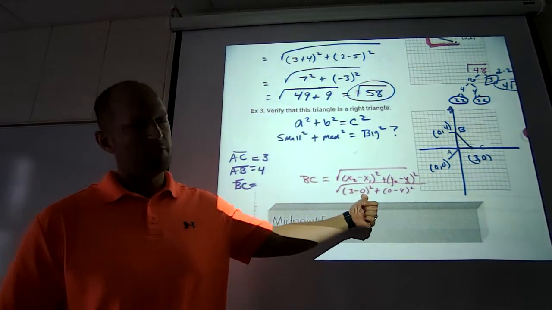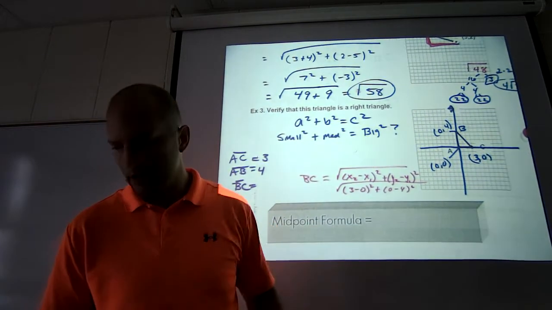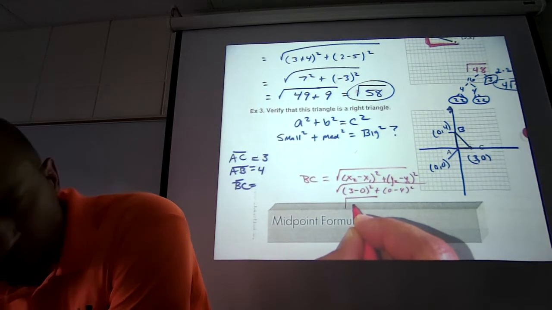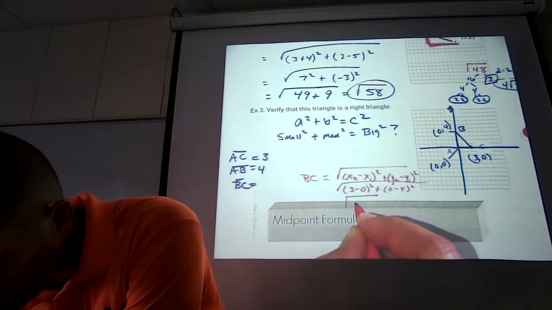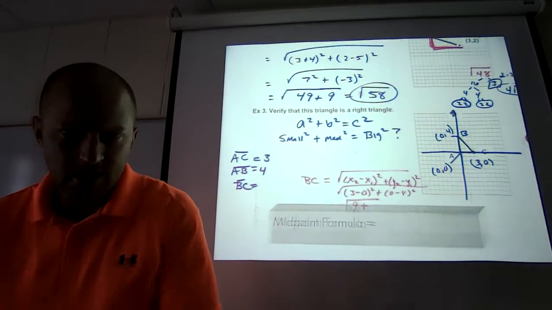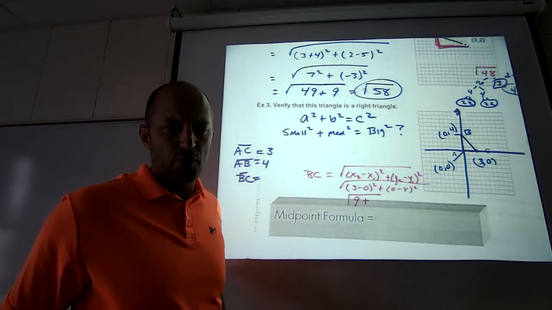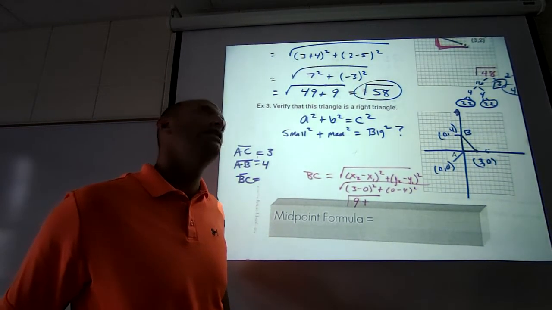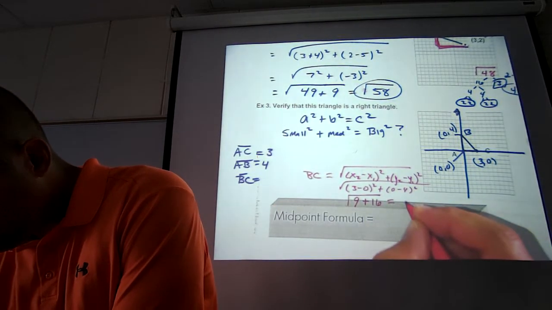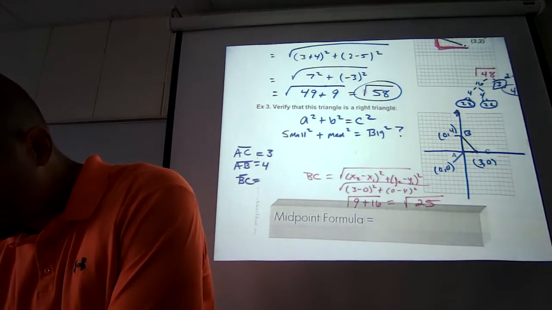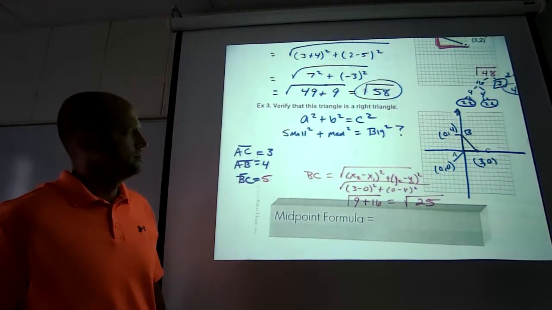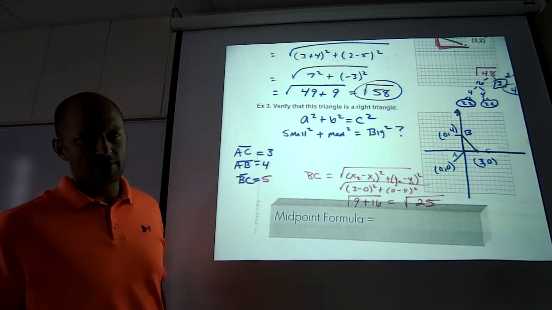All right, simplify. What's 3 minus 0 squared? 3 minus 0 is what? 3? 3 squared is 9. Did I hear a niner in there? And then 0 minus 4 is negative 4. Negative 4 squared. Negative 4 times negative 4 is 16. And then what we get is the square root of 25, which we all know is 5. So we find BC is 5.